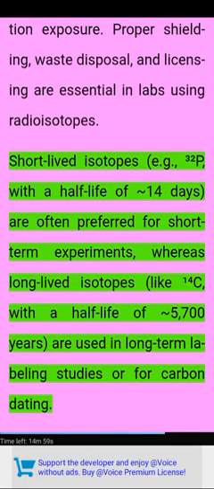Short-lived isotopes, e.g., ³²P, with a half-life of approximately 14 days, are often preferred for short-term experiments, whereas long-lived isotopes like ¹⁴C, with a half-life of approximately 5,700 years, are used in long-term labeling studies or for carbon dating.